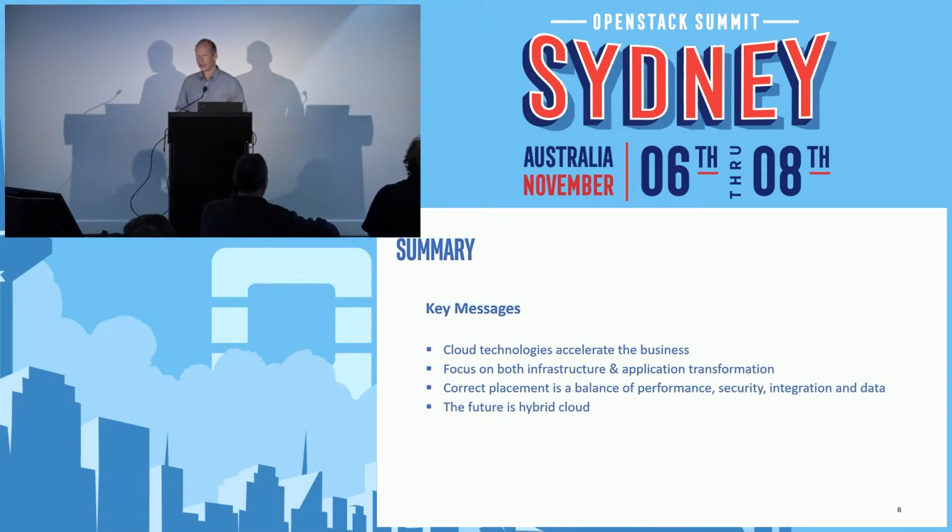So, just kind of bringing this all together, of course, cloud technologies will accelerate the business. I think that's why we're all here. We do understand that. But in order to achieve the most out of a hybrid cloud, you really need to look at how that workload is best placed and the advantages that each can provide. You need to focus both on the infrastructure as well as that application transformation. And really that correct placement is going to be that balance of performance, security, integration, and data.